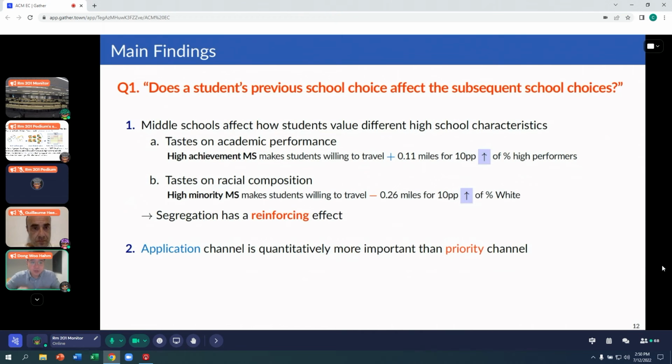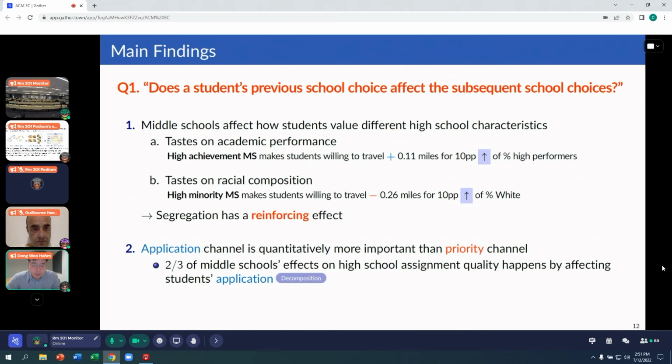The second finding is that the application channel, the change through the student's high school application, is quantitatively more important than the priority channel in the middle school's effects on high school choice outcomes. By the decomposition exercise, we find that nearly 2/3 of the middle school's effects on the quality of the high school assignment can be explained by the change in the student's applications.